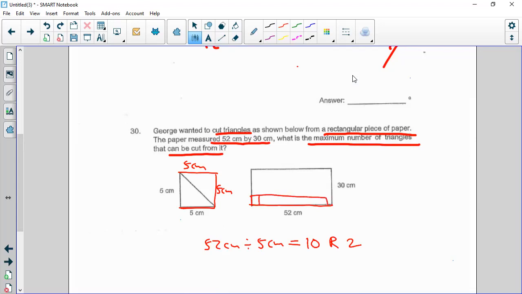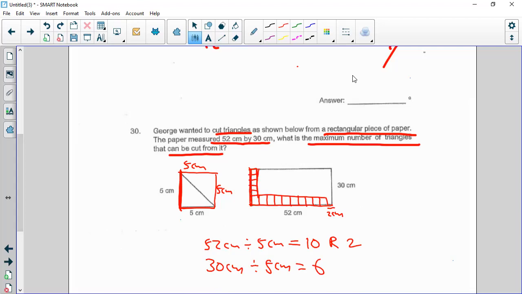10 squares like this, 2, 3, 4, 5, 6, 7, 8, 9, 10, and there is 2 cm of extra space. And that 2 cm is not enough to cut another square, so it's wasted. Then how many squares can you cut along the breadth of this paper? You take 30 cm and divide by the side of the square, which is also 5 cm. You can cut 6 squares along the breadth of this paper like this. So you have 1, 2, 3, 4, 5, and 6.